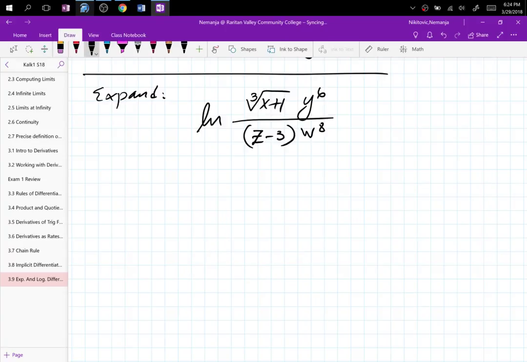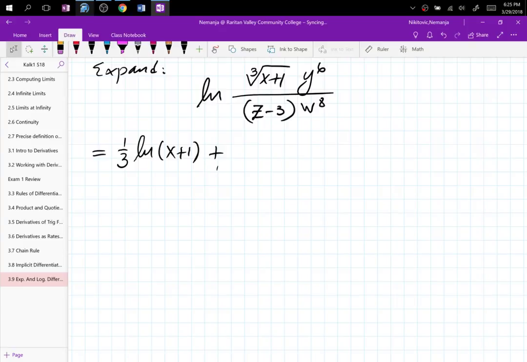So, to expand this, we are going to have cube root is the 1/3 as the exponent. So we have 1/3 ln of x plus 1 in parentheses plus 6 ln y minus ln of z minus 3 minus 8 ln w.